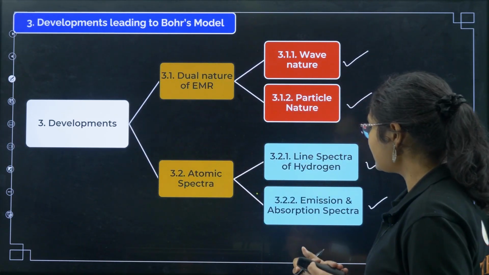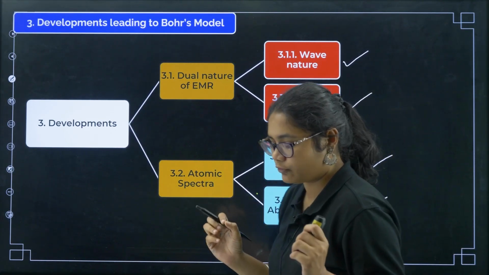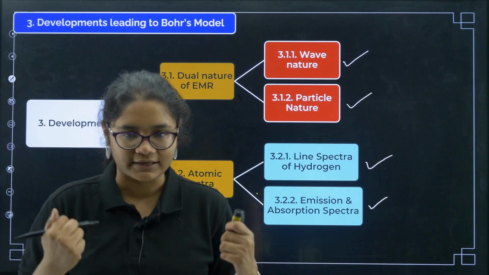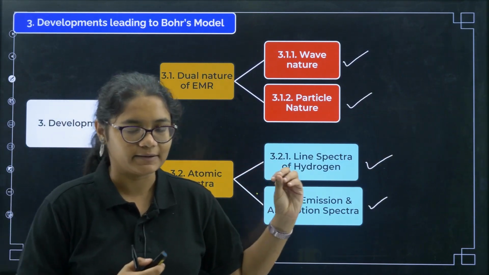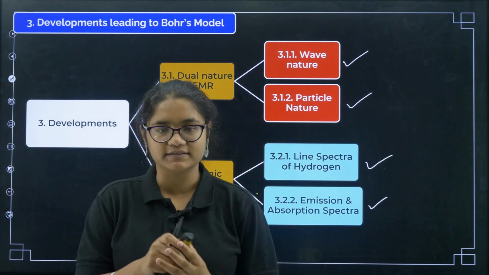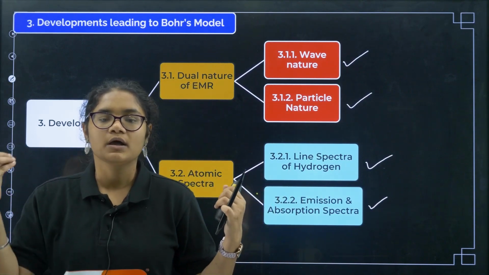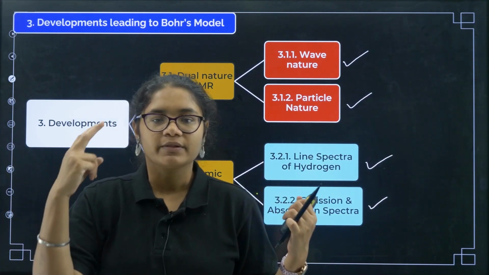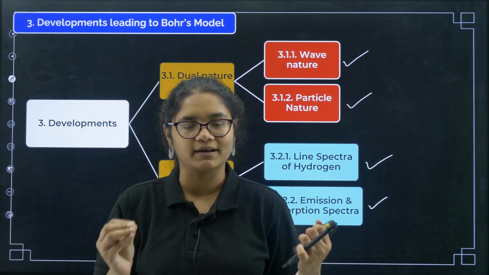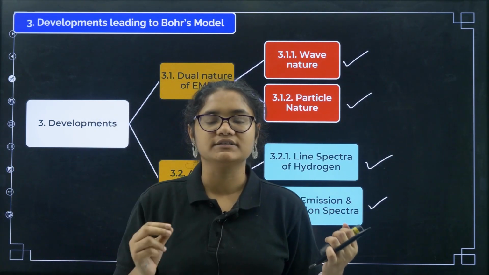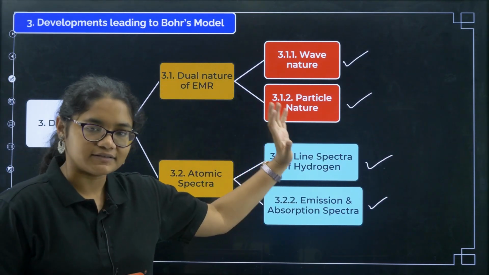Next, what is the first thing that we are talking about? Electromagnetic radiation. Now what is electromagnetic radiation and what is this dual nature? Let us understand this in detail. I hope this is clear: what is the chronology here? Before Bohr proposed his atomic model, two important developments took place. The first one was the dual nature of electromagnetic radiation, and the second one was the atomic spectra of hydrogen. Now what were these developments? We will understand in detail.